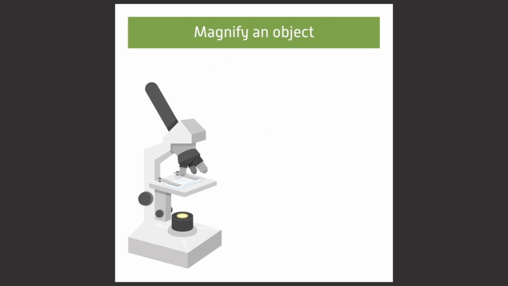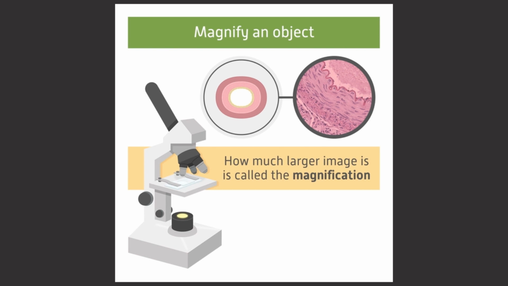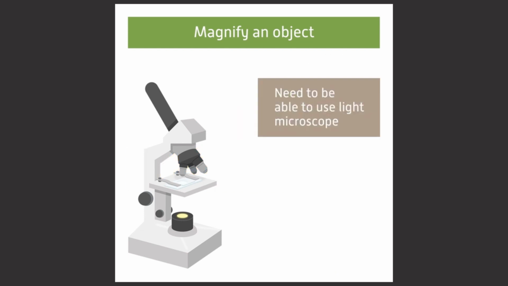Microscopes are instruments that magnify an object to create an image that is larger than the actual object. How much larger the image is, is called the magnification. For example, if a magnification of times 10 is used, then this means that the image is 10 times larger than the actual object.